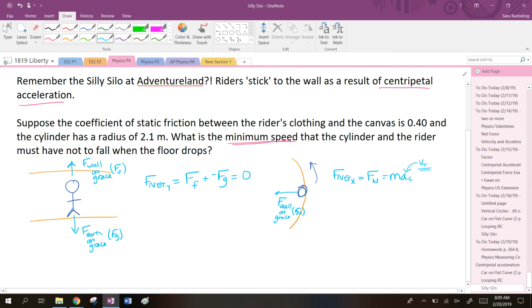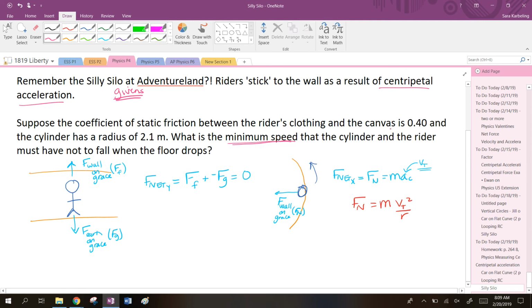So let's work backwards here to figure out what's going on. New colors. All right, so we've got Fn is equal to the mass. Does the mass matter? We'll find that out. Times Vt squared over r, okay? What do we know? I have been forgetting to write down givens, friends, and I apologize for that. Let me go ahead and do that now. So givens, I'm just going to put them up here so they're out of the way.